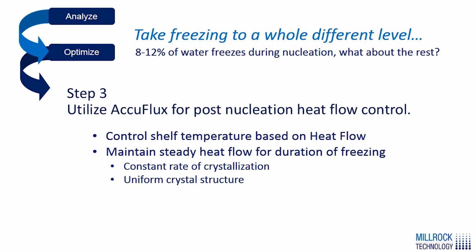One thing important to note is that for typical degrees of supercooling, between -5 to -10 degrees Celsius, during that nucleation event, only about 8 to 12% of the water actually freezes and forms an ice crystal. The rest slowly crystallizes after that nucleation event, and that's where we see the non-uniformity in the vial if we just straight ramp the shelf temperature down. So we want to use the AccuFlux to steadily freeze that remaining 90% of the water.